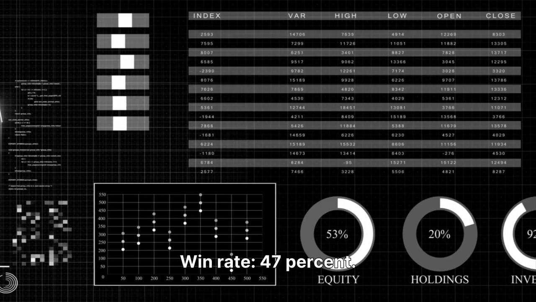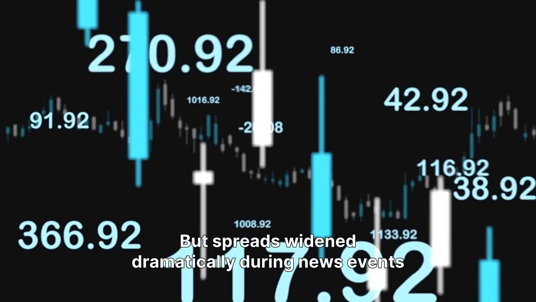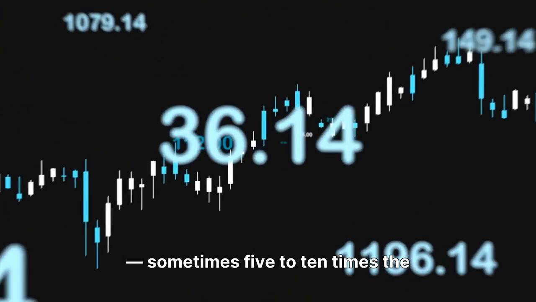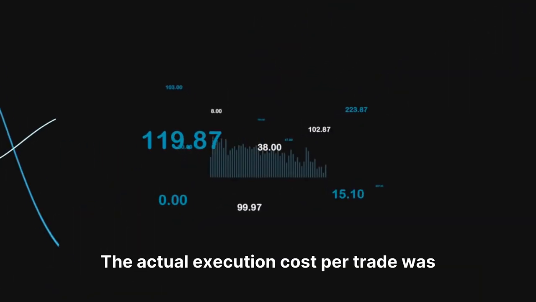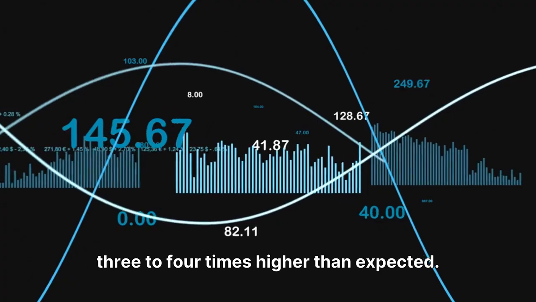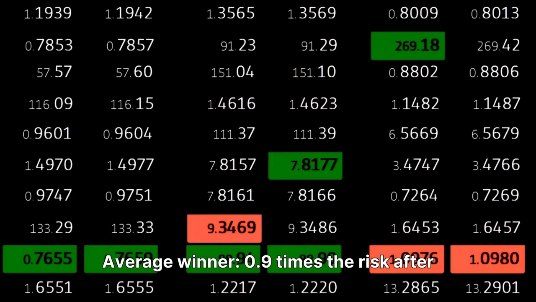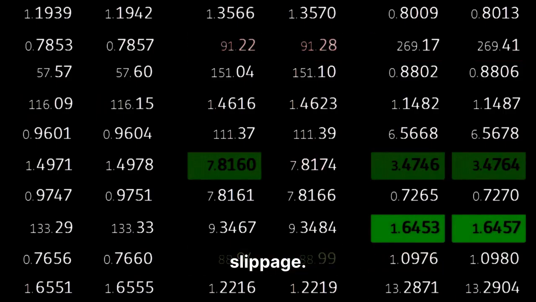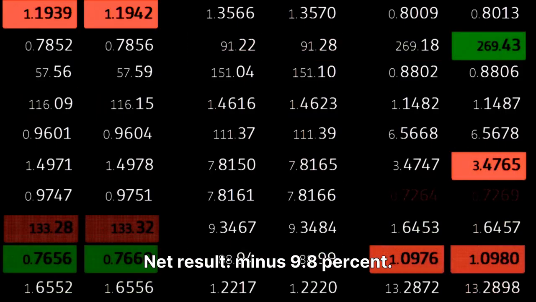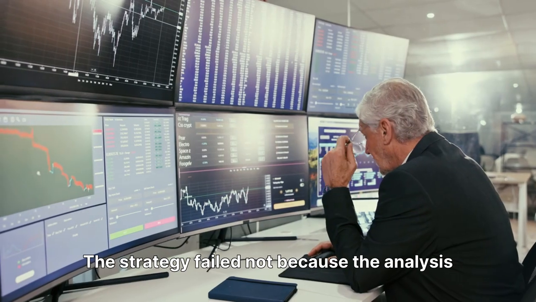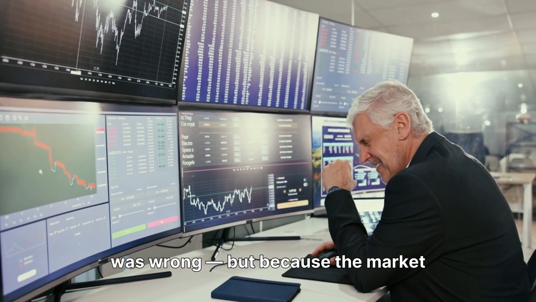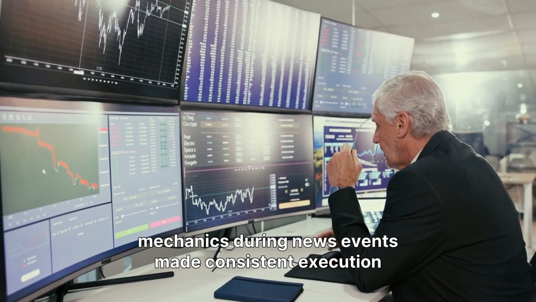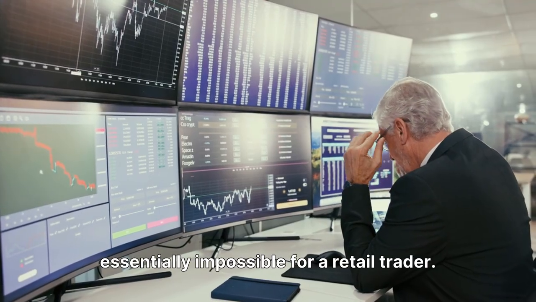Win rate 47%. But spreads widened dramatically during news events, sometimes 5 to 10 times the normal spread. The actual execution cost per trade was 3 to 4 times higher than expected. Average winner 0.9 times the risk after execution costs. Average loser 1.4 times the risk after slippage. Net result minus 9.8%. The strategy failed not because the analysis was wrong, but because the market mechanics during news events made consistent execution essentially impossible for a retail trader.